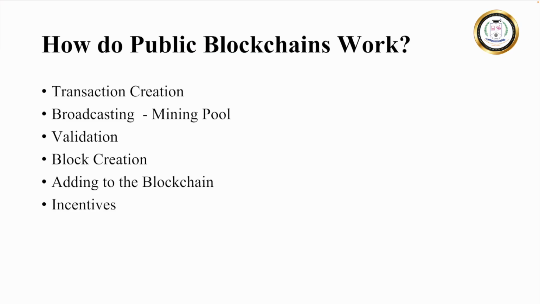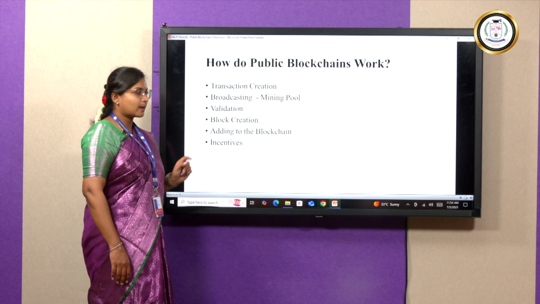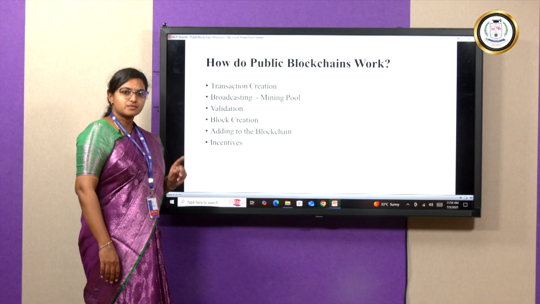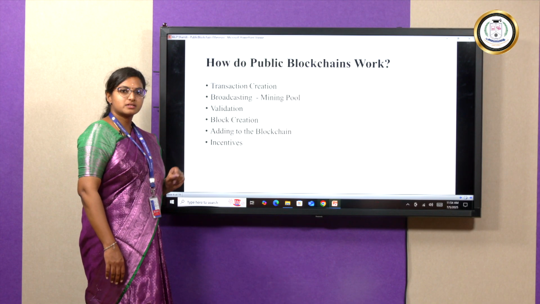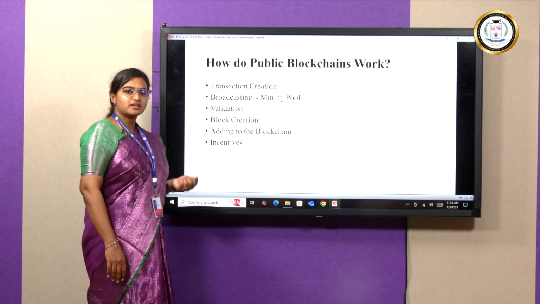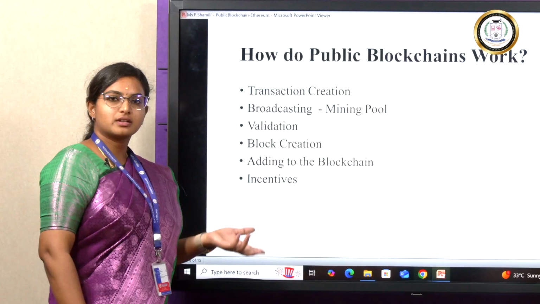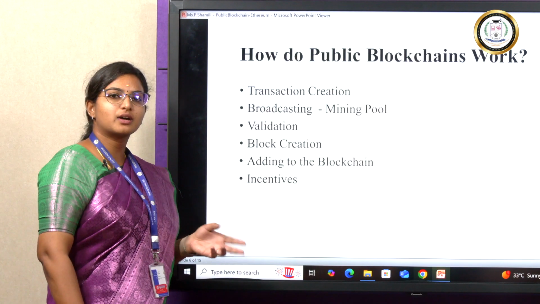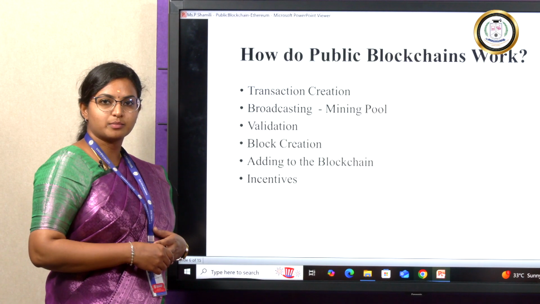How does a public blockchain work? First transaction creation, second broadcasting and validation, block creation, then adding the block to the blockchain, and then the incentives. First, transaction creation. Both the users, the sender and the receiver, make a contract basis transaction. If I am transacting a particular amount to the receiver, the receiver and I will go for a contract basis. Like, if you give me the amount, I will do the contract.